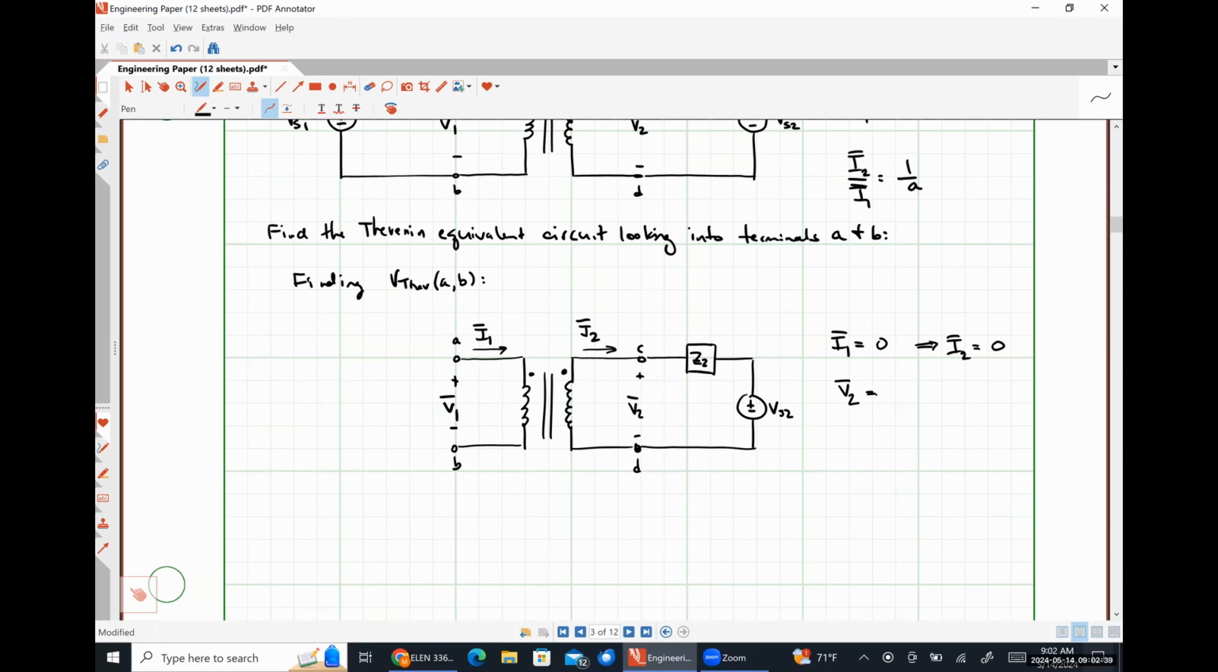Now that we know that there is no current flowing in the secondary, I want us to find the voltage V2, which is the voltage drop across our secondary. If I2 is zero, there is no voltage drop across that impedance Z2, because 0 amps times an impedance Z2 is just 0 volts. So I believe very firmly that V2 is just our source voltage, VS2.